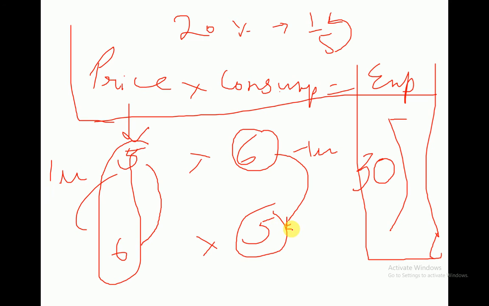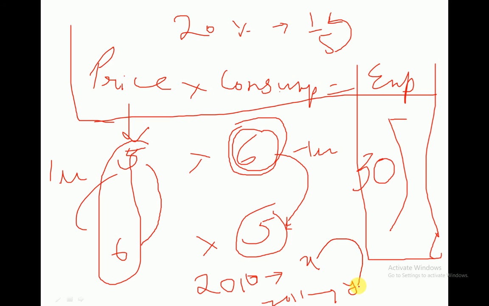Why not 1 by 5? Because the original value is 6 and 1 unit has been taken, so it should be 1 by 6 and not 1 by 5. Suppose for example, in 2010 the family income was X, and then in 2011 it was Y. So the change has been from X to Y, not from Y to X. So X is the reference number over here. So it should be 1 upon 6 into 100. That means a 16.67% change. Okay, so this was the example.